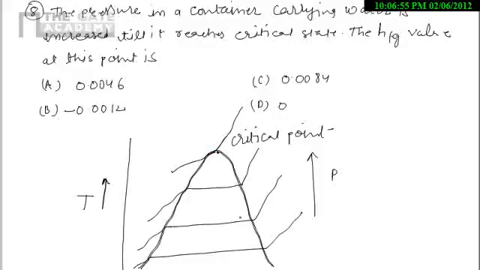Now if you see a constant pressure line, suppose I am starting from here, we are having a higher latent heat. If we increase the pressure, here we are having less latent heat, and if we come to the critical point, latent heat is 0. So we can say that the latent heat value at the critical point will be 0. So the correct answer is D, 0.